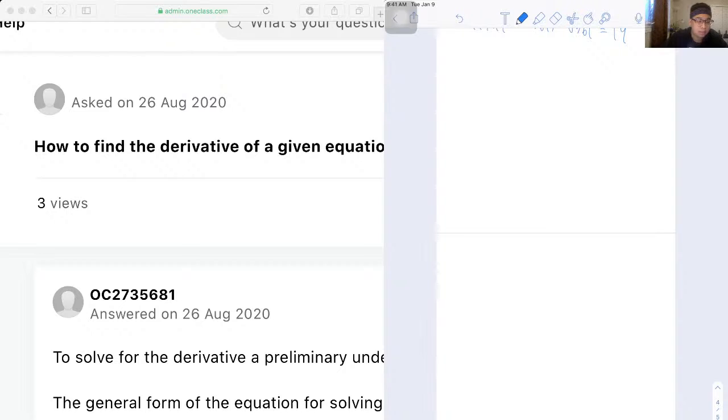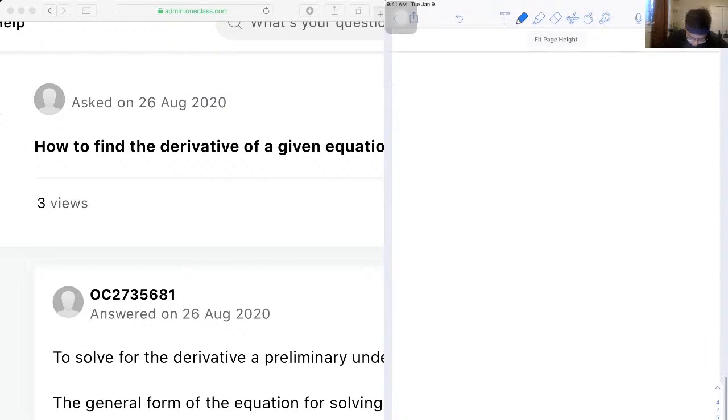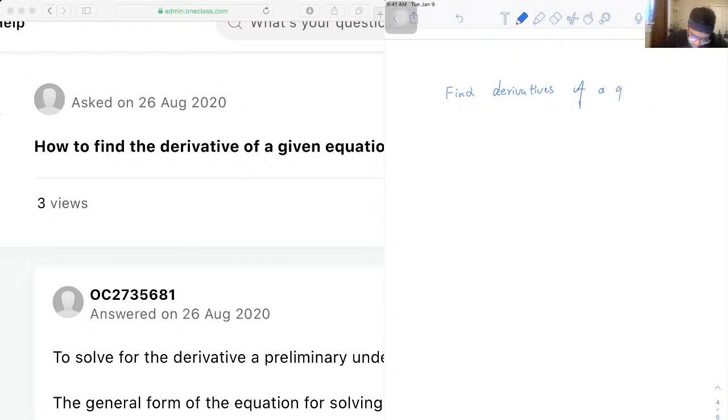So our next question is asking us how to find the derivative of a given equation. So let's write that down. Find the derivatives of a given equation.